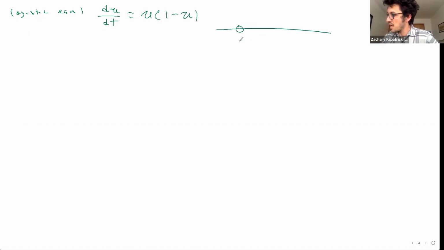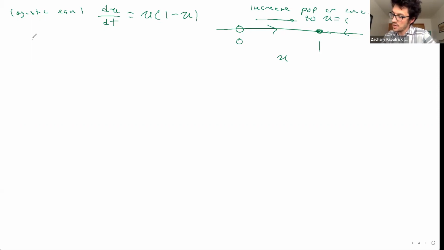You have an unstable fixed point here. You have a stable fixed point here. Okay, this is u. This is like your phase line, and essentially you increase population or concentration to u equals 1, this fixed point. So if we look at how this is going to evolve over time, u is a function of time. If you start off here, you're going to saturate to this upper level, right?